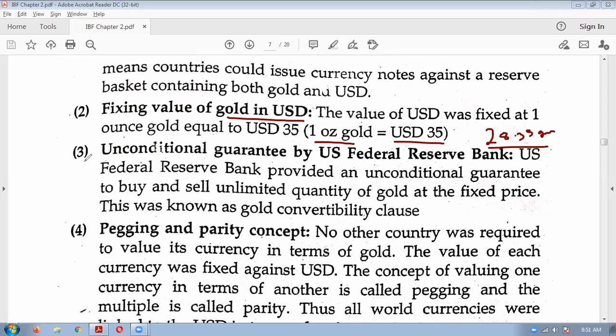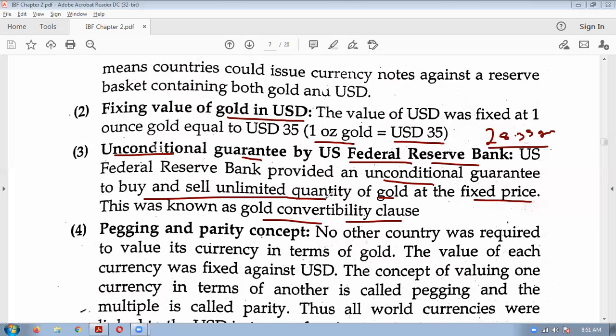Another important thing made in this conference is the unconditional guarantee by the US Federal Reserve Bank to exchange, that is, to buy or sell unlimited quantity of gold at a fixed price. This is known as the gold convertibility clause. So suppose India has some grams of gold, it can sell it to the US and buy US dollars against that gold, because the US promised an unconditional guarantee to buy and sell unlimited quantity of gold.